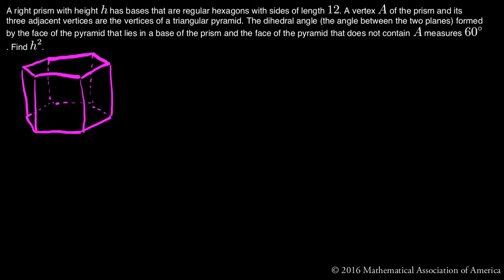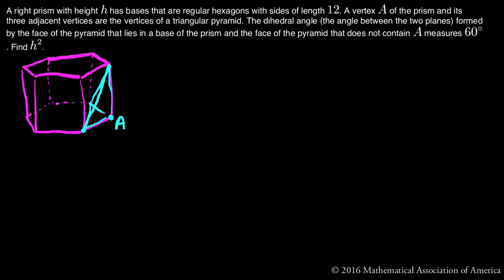Okay, now we need to pick a vertex A. You might be saying, well, hold on, does it matter which one we pick? And it really doesn't. I'll show it here. So if I made this here A, the pyramid they're talking about is the one that goes to the three adjacent vertices. And I just connect this up, and I'll get myself a nice triangular pyramid.